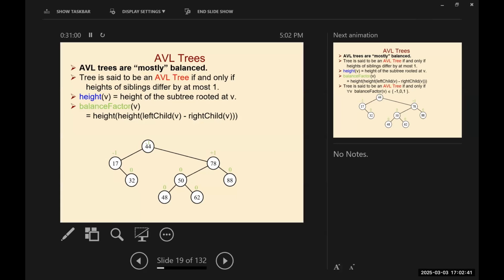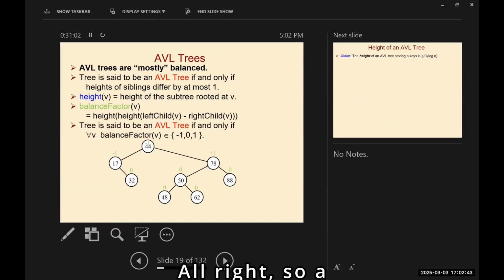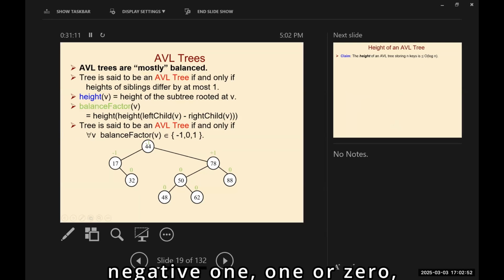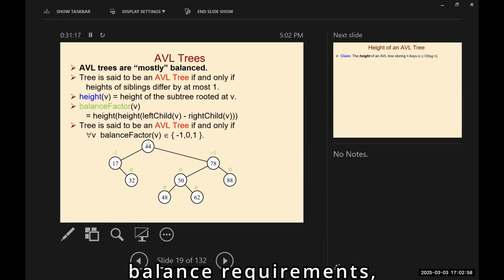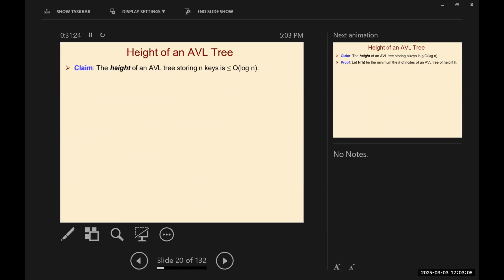All right. So a tree is an AVL tree if for every node this balance factor is -1, 1, or 0. Right? So it gives you some balance requirements. Everybody buy that? All right.